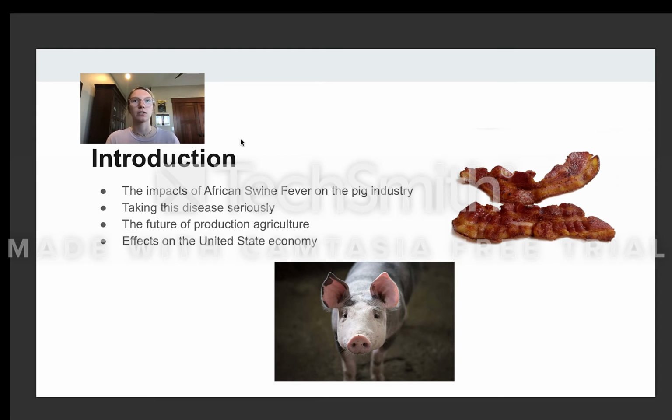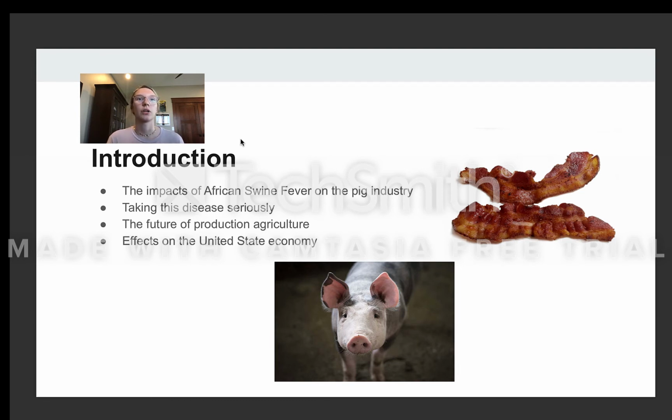I have been involved in agriculture my whole life, whether that be from showing pigs at the county fair or helping my family with wheat harvest in the summer. I am invested in the future of production agriculture. That is why I believe African swine fever is a current issue America needs to be informed about.